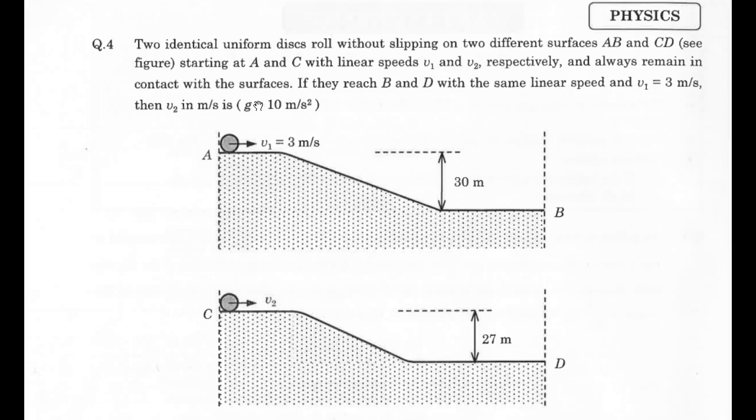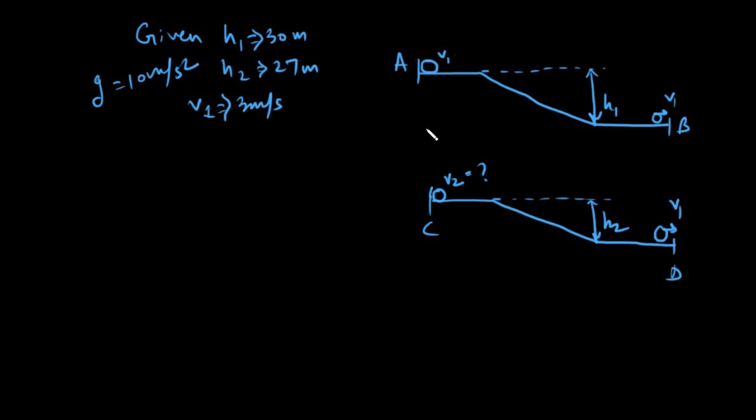All right, so moving on, we have another question. Two identical uniform discs roll without slipping on two different surfaces A, B and C, D, starting at A and C with the linear speeds V1 and V2 respectively, and always remain in contact with the surfaces. If they reach B and D with the same linear speed, then we have to find out V2. Alright, so this is the problem.